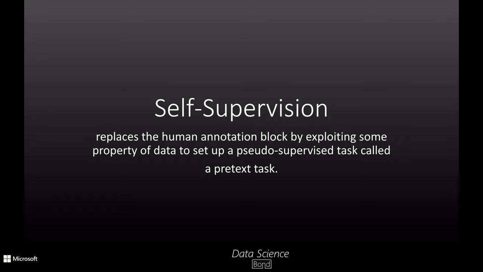Self-supervision is, sorry, but I'll read it from the text, replaces the human annotation block by exploiting some property of the data to set up a pseudo-supervised task called a pretext task. So it employs some task that we have some prior knowledge on the data and helps us train and initialize the representation in the model of some latent semantic space in order to later conduct fine-tuning or apply the training algorithm on top of a different task, optimized for some challenge which we don't have much labeled data on.